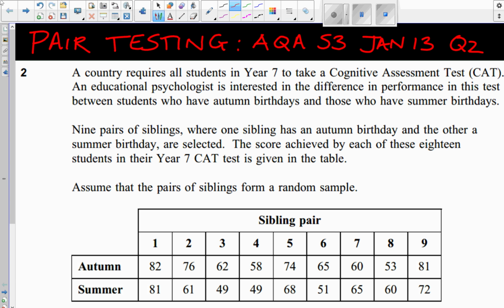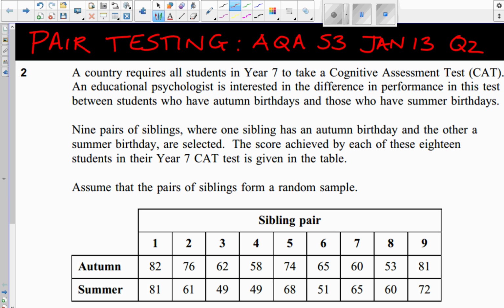Video, pair testing. Okay, this is a demonstration of pair testing, and I'm going to use the AQA S3 January 13 question 2. I picked a simple one in which we've just got a sign test to do at the end of it to keep it simple, so we can just focus on the pair testing aspect. Okay, let's have a look and see what the question asks us.